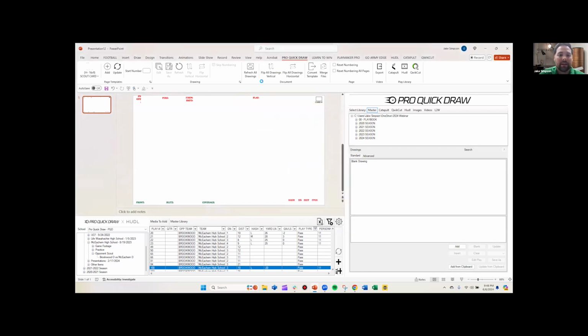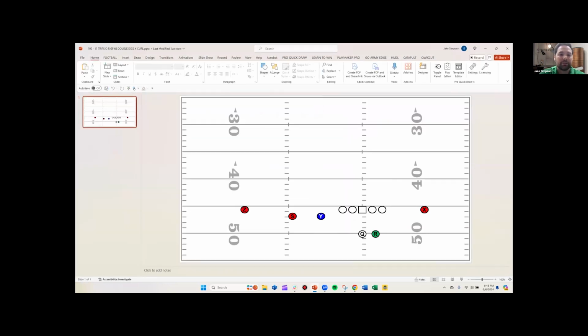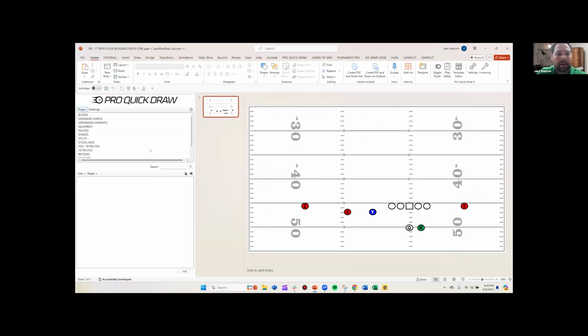And then obviously what he built out was the formation, right? So then I can just go in right here, select it, and then hit my edit PQD button. And that's going to take me into the actual file. And then same deal, it's just me on my end going in and building it out. So play editor, and I've got my shapes pulled up.